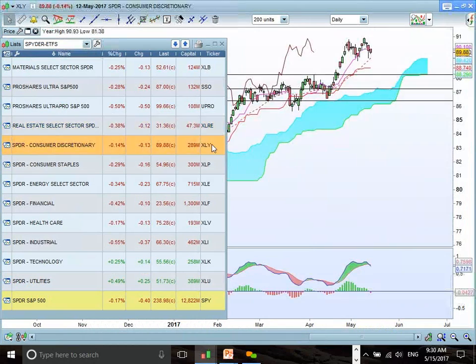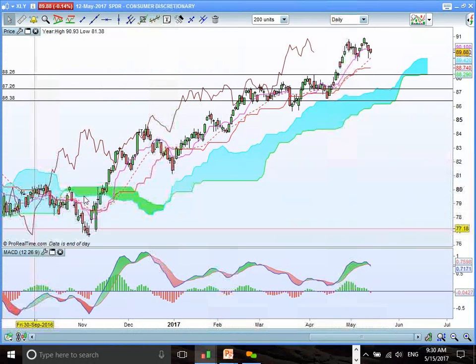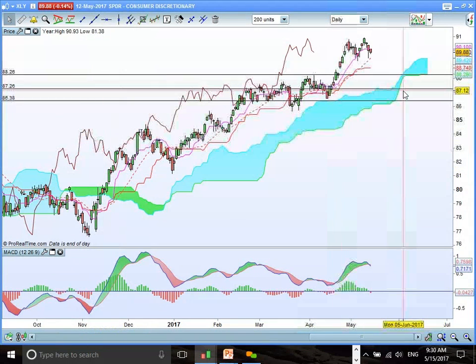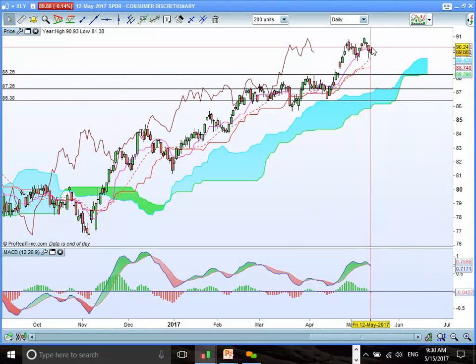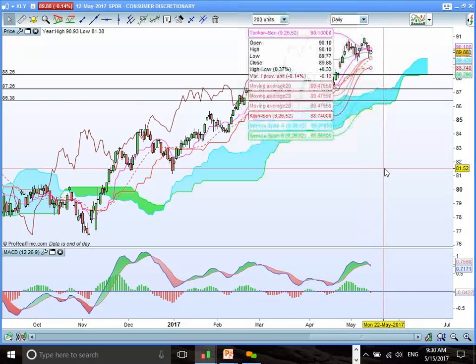Consumer discretionary, XLY. Nice little rally here. We can see the cloud is still indicating a strong uptrend, and the nice entry points are these little rebounds to the top in the Cloud Chart support zone. So I'm buying support and I'm selling these resistance rallies as soon as it gets a little bit too far away from the top end of the cloud. So we kind of do a mean reversion strategy here.